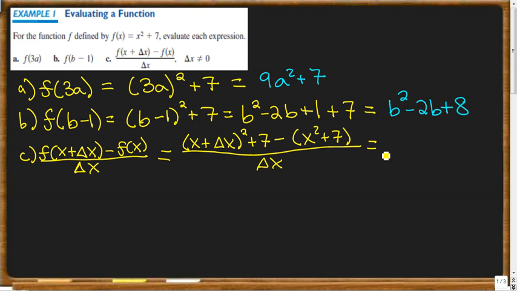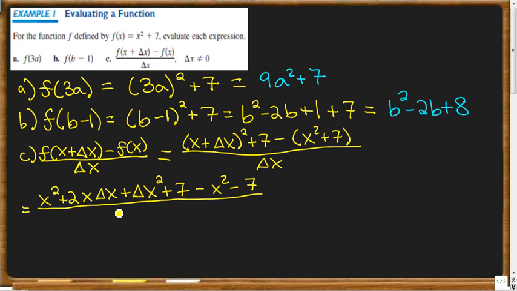We then need to break this apart, so I'm going to need some more room. So this up here, again, we have to FOIL. Don't be lazy. You're going to get x squared plus 2x delta x plus delta x squared plus 7. And we'll kind of break this down. Minus x squared minus 7 over delta x.